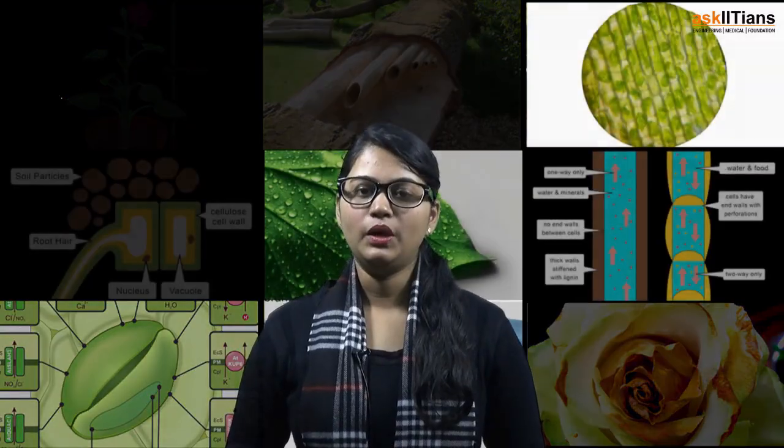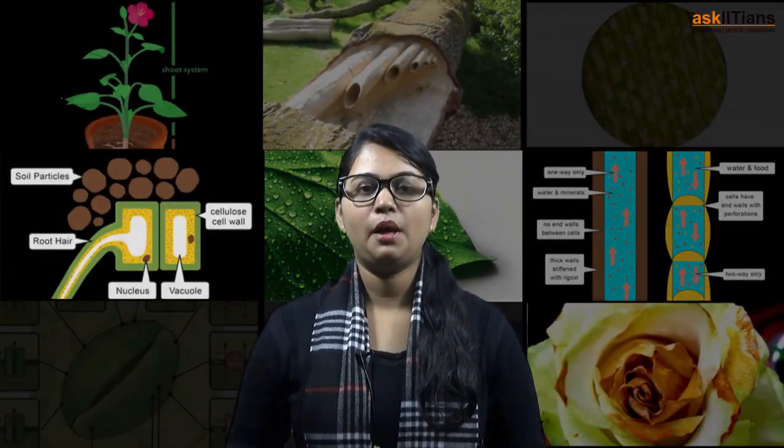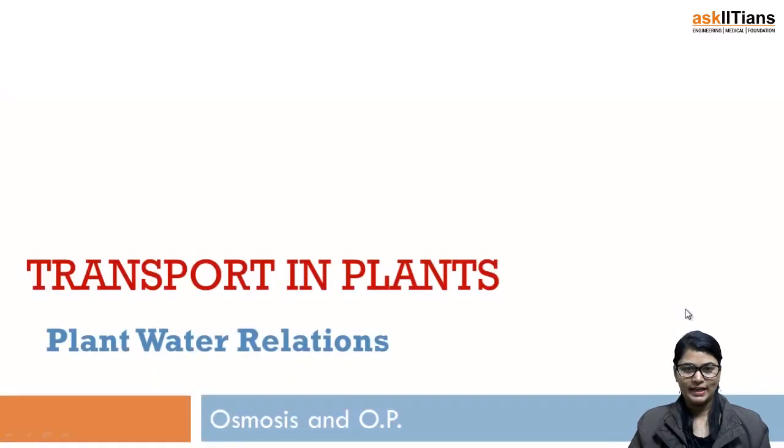In this part, we are going to discuss plant-water relations. This plant-water relations is again subdivided into 5 parts. So, we are going to take the first part, that is osmosis and osmotic pressure. Transport in plants. Now we are going to understand the plant-water relations. Under this, I am going to explain osmosis and osmotic pressure.